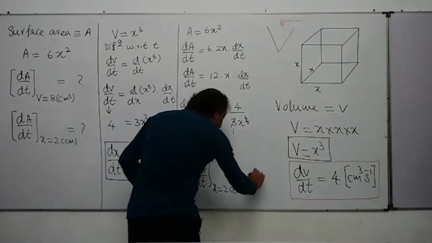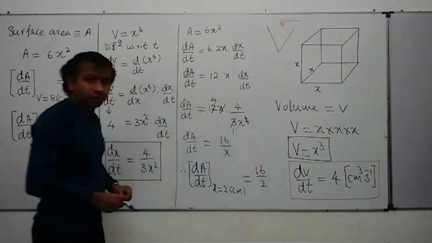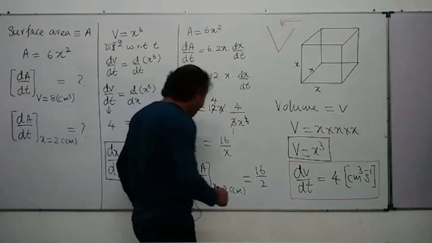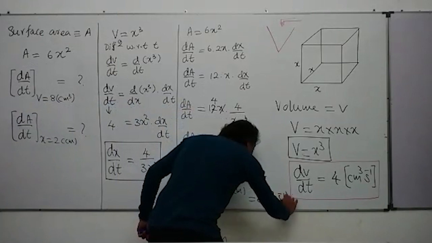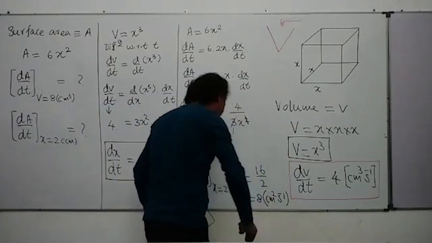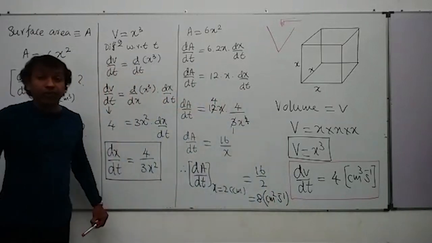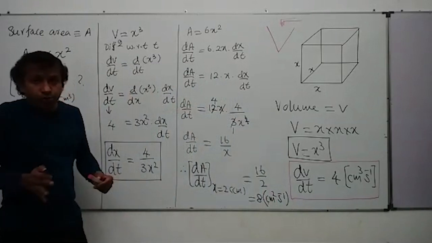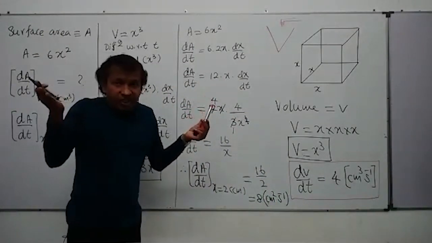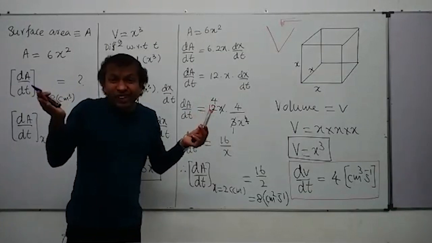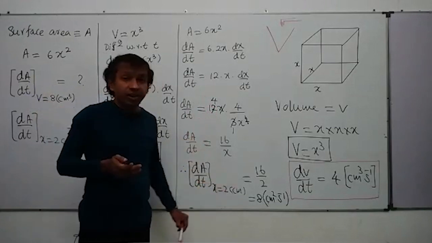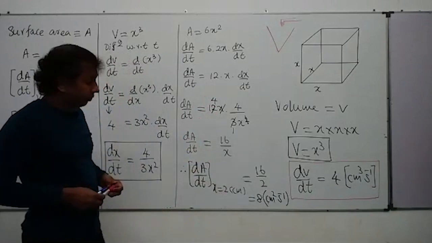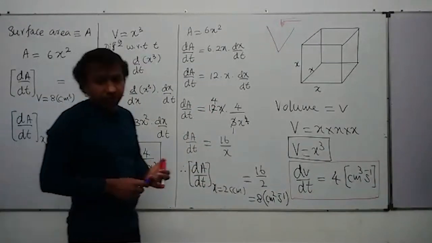Right? It is 16 upon 2. 16 upon 2. It is what, people? 8 square centimeters per second. 8 square centimeters per second. So therefore, in this way, the expanding cube increases its volume, people. When its volume reaches 8 cubic centimeters, its surface area is increasing at the rate of 8 square centimeters per second. Right? So this is how we work out that question. Right? Yeah.